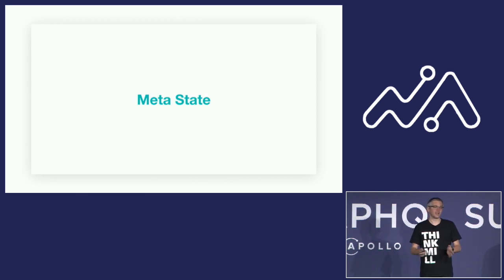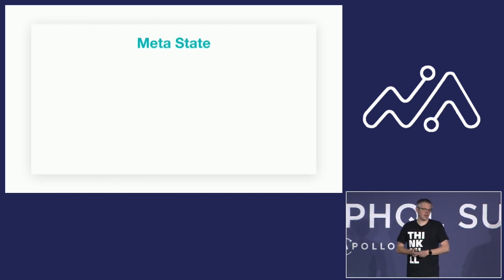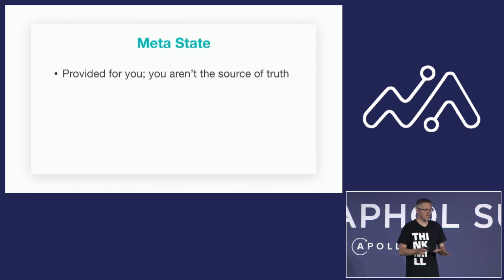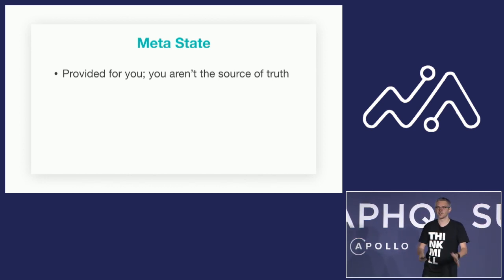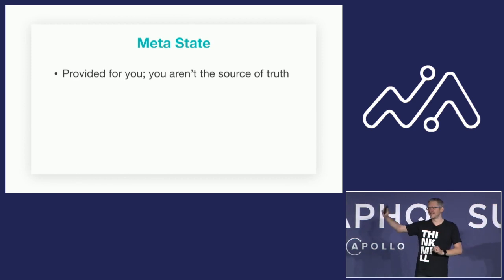This is state about state. Now metastate is actually, again, another set of different rules. Metastate is provided for you, and you're not the source of truth. This is subtly but importantly different from you don't own it. This is like you really don't own it, this one. Right, it exists. You can't argue with it.